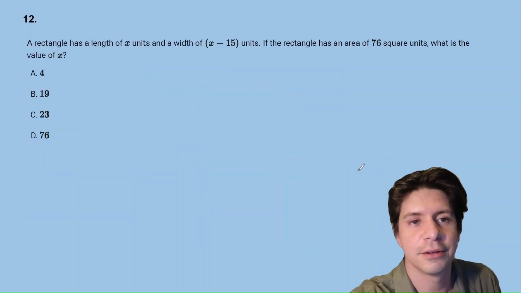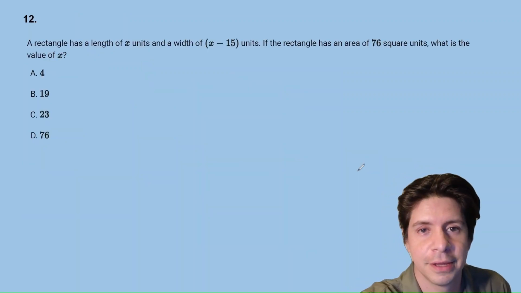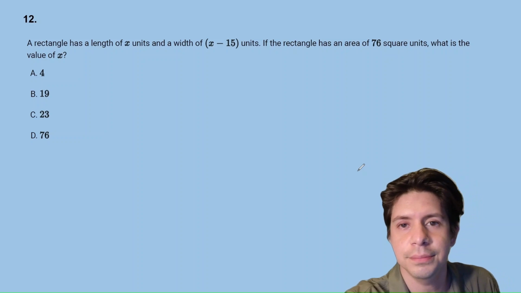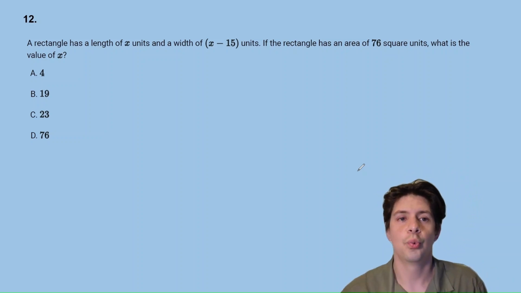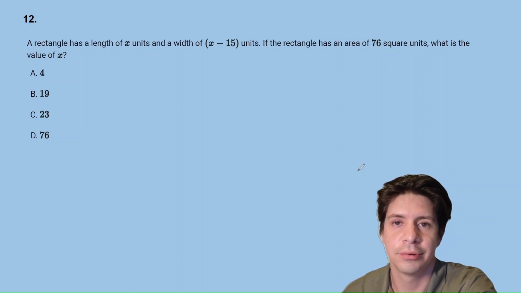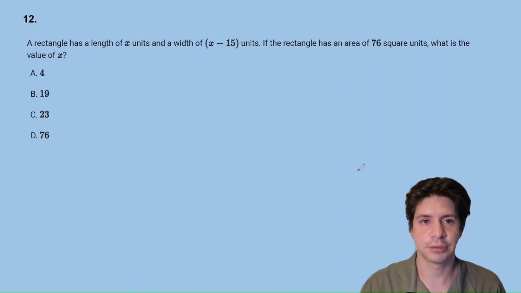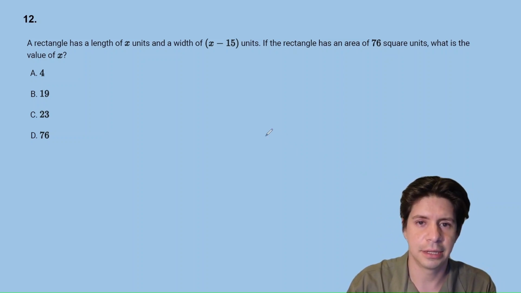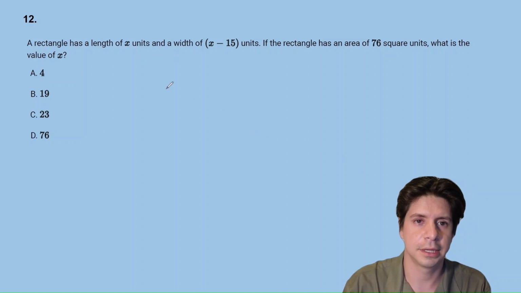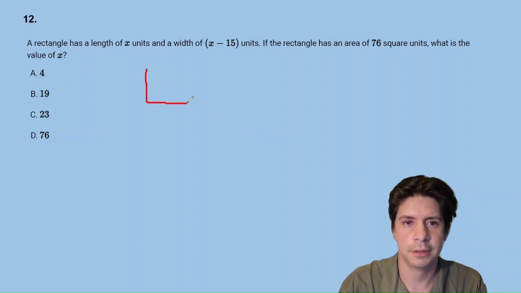All right, a rectangle has a length of x units and a width of x minus 15 units. The rectangle has an area of 76 square units. What is the value of x? Okay, so the rectangle is an area of 76 square units. All right, so let's imagine a theoretical rectangle, right? Let's say our ideal rectangle, right?